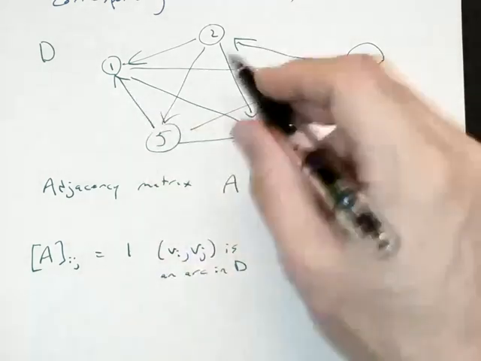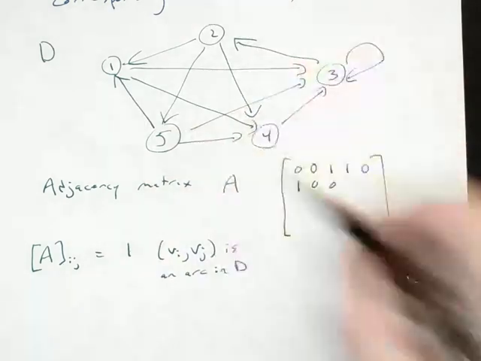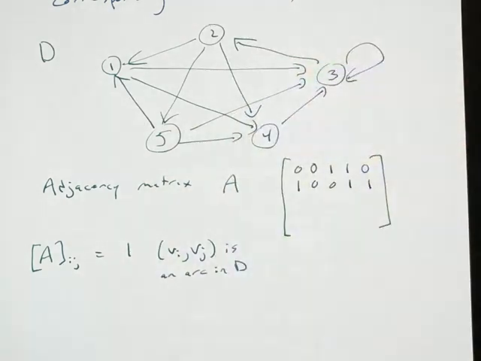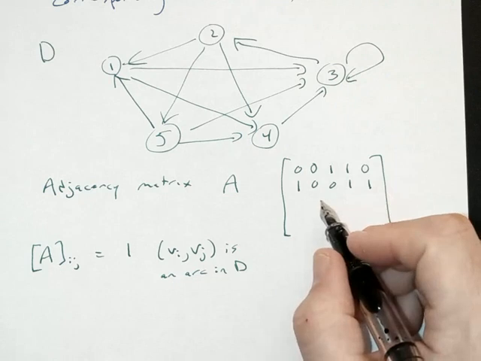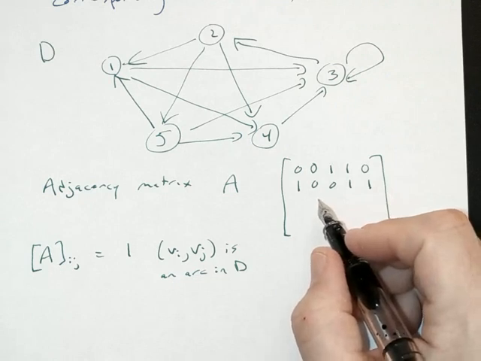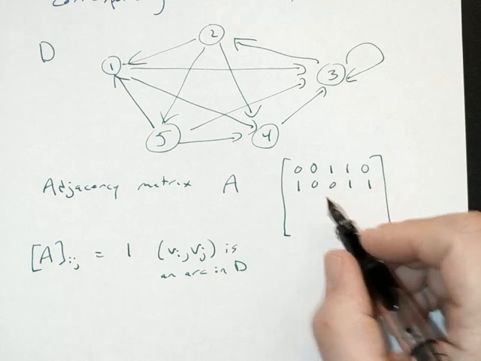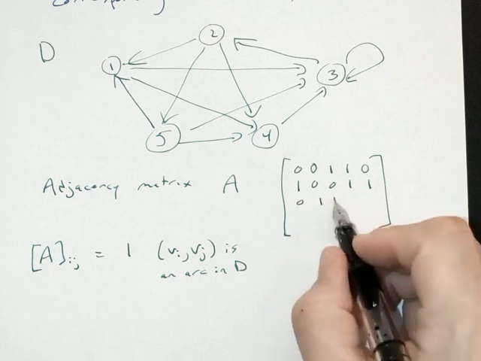What's row 3 look like? I only go from 3 to 2 and to 3. 4 goes to 3 and nowhere else. And 5 goes to 1 and 3 and 4, not to 2, not to 5.